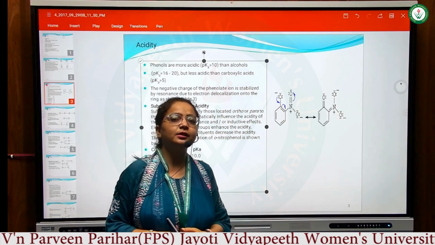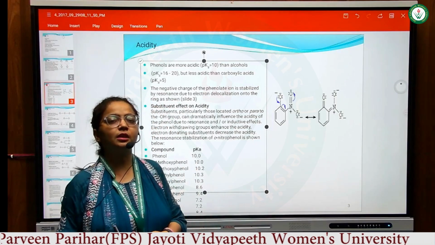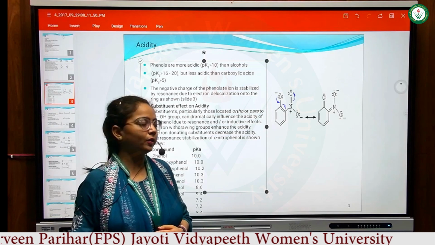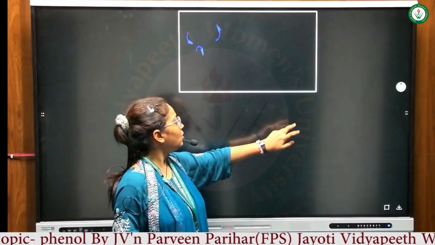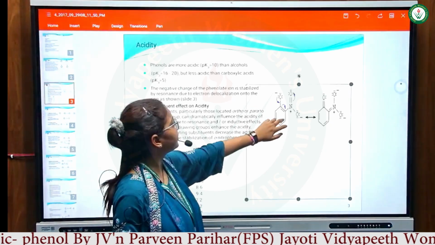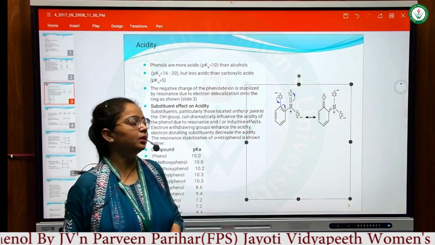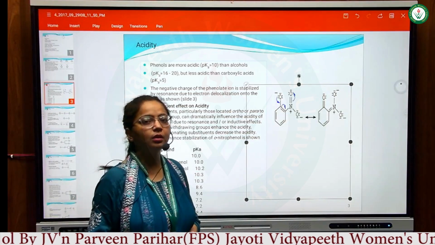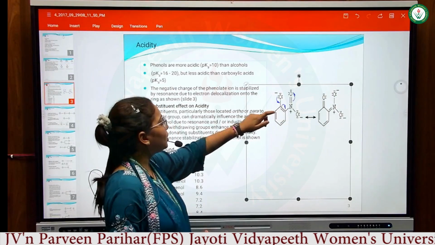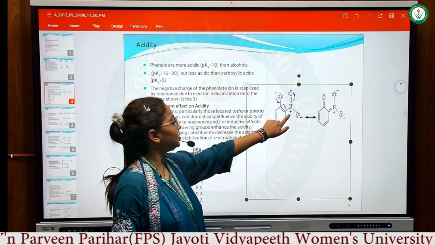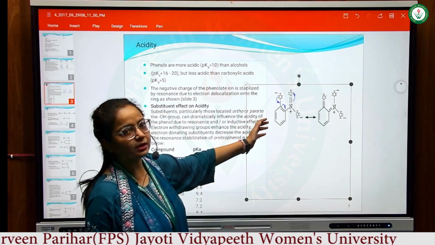So it is particular about the position of the substituent, that is, where the substituent is present in the ring of the phenol. If the substituent is present on the ortho position or on the para position, on both positions they affect the acidity more as compared to the meta position. So if the substituents are present on ortho and para, then it will dramatically affect the acidity of phenol.